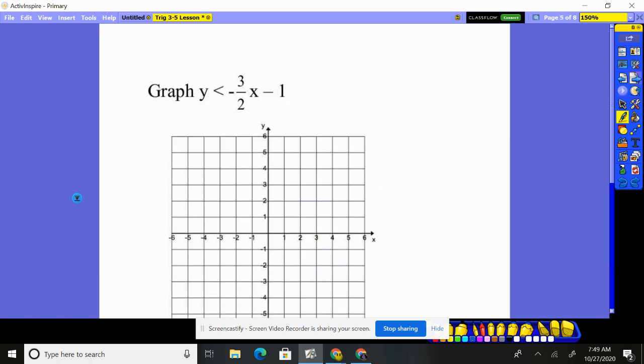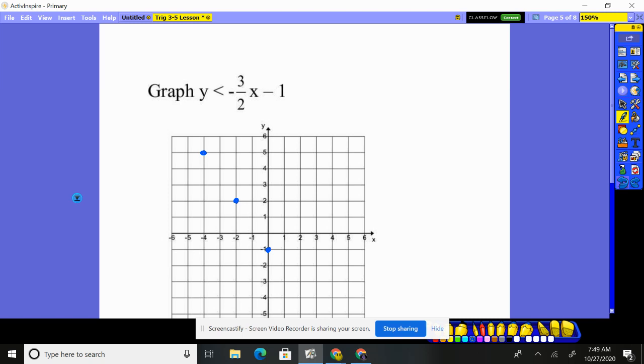All right, so let's graph y is less than -3/2 x minus 1. So I plot -1, my y-intercept. I go up 3, 1, 2, 3 over 2. But since it's a negative slope, I go over to the left. 1, 2, 3 over 2. Now, notice it doesn't say or equal to. That means the line itself is not a solution. The points will get right up to the line but won't touch it.